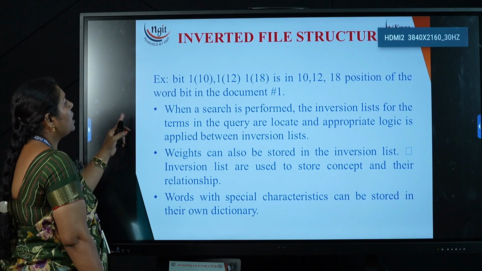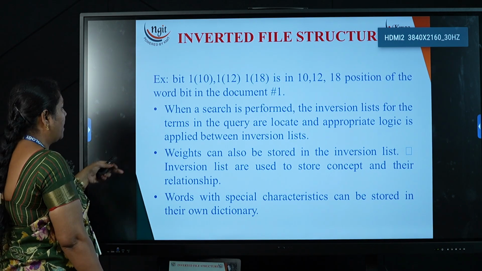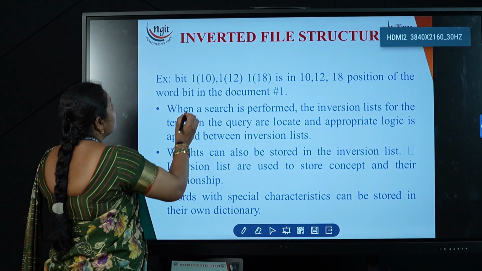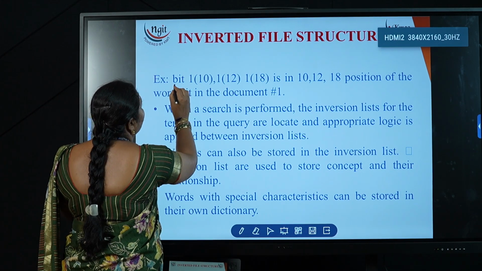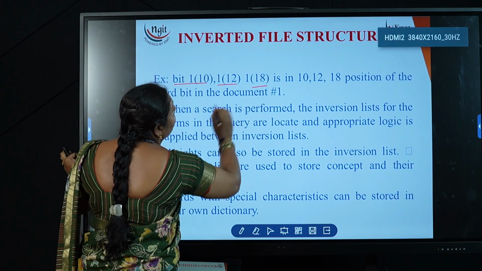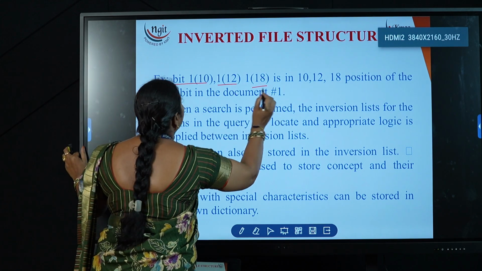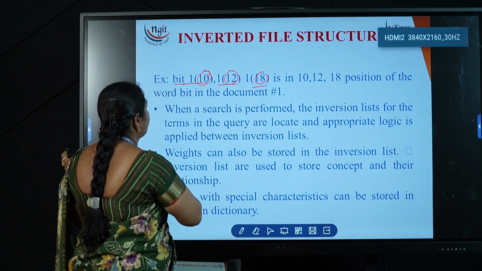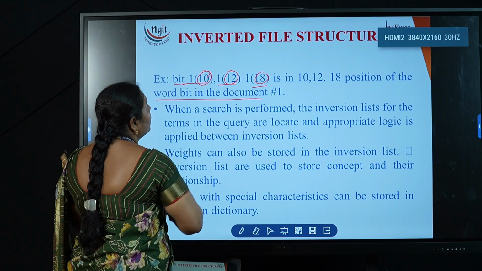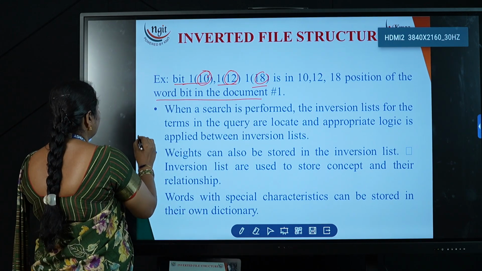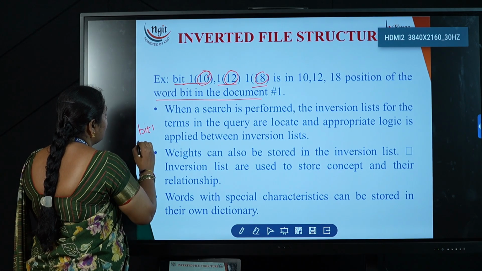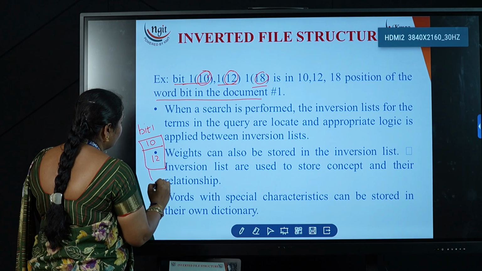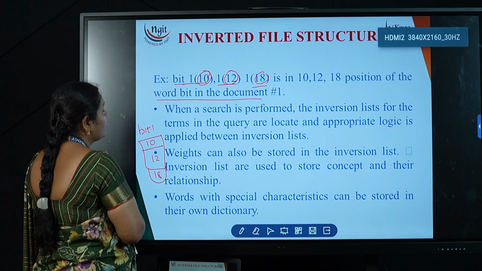Okay, so these are the basic fundamentals you have to remember while structuring this. For example, you are taking bit 1, 12, 18. So bit 1 is present in 10, 12, 18 positions, for a word in document 1. So where is bit 1 present? In your 10, 12 and 18 positions.